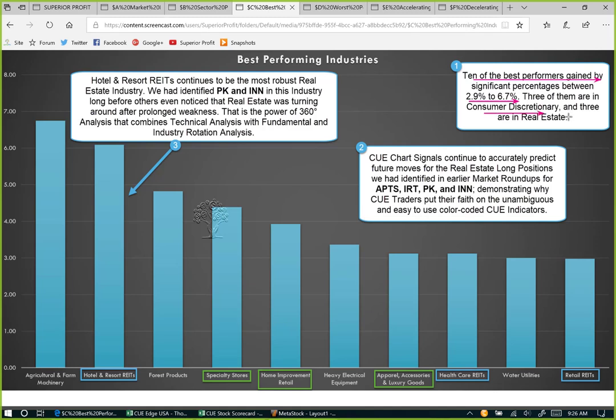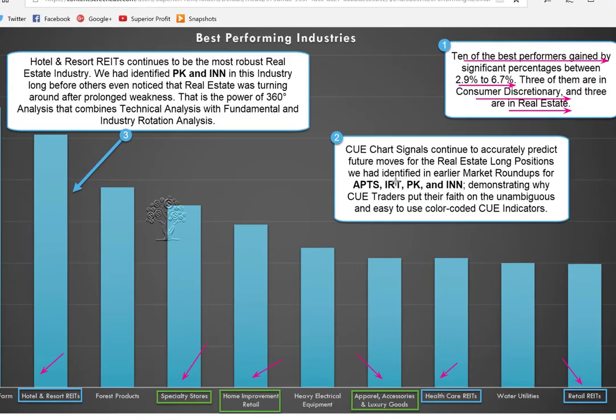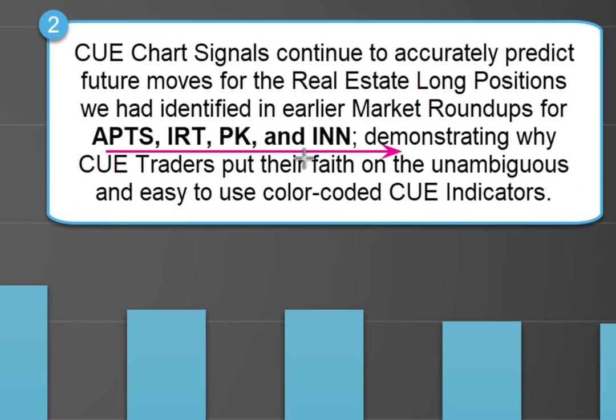Three of them are in consumer discretionary and three are in real estate. The consumer discretionary industries are specialty stores, home improvement retail, apparel, accessories and luxury goods, and the real estate best performers are retail REITs, healthcare REITs, hotel and resort REITs. Several weeks ago, we had identified four real estate stocks using 360 degrees analysis at that time. They were fundamentally strong. At that time, the industry was strong and technically they were at low risk buy points. So we decided to take long positions in these four stocks.